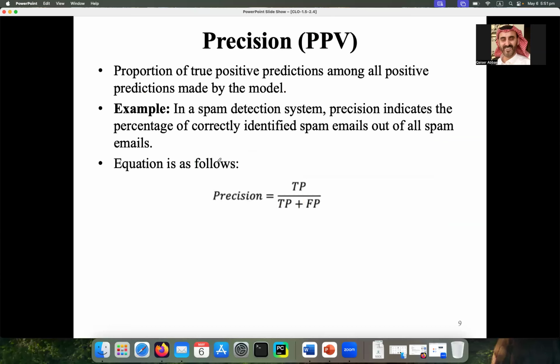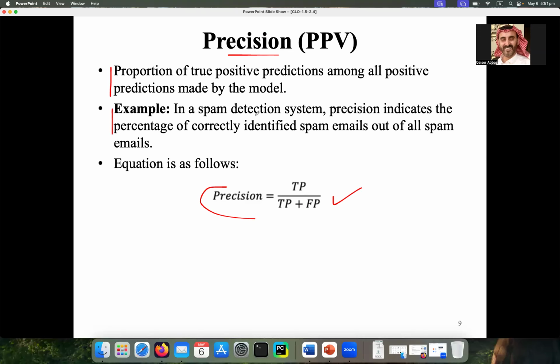Now, what is precision? You know the definition of precision. That definition is repeated there. I'm not going to repeat it, okay? And the equation for the precision you already know from the previous slide. And this is just an example given to you of how you can understand precision.